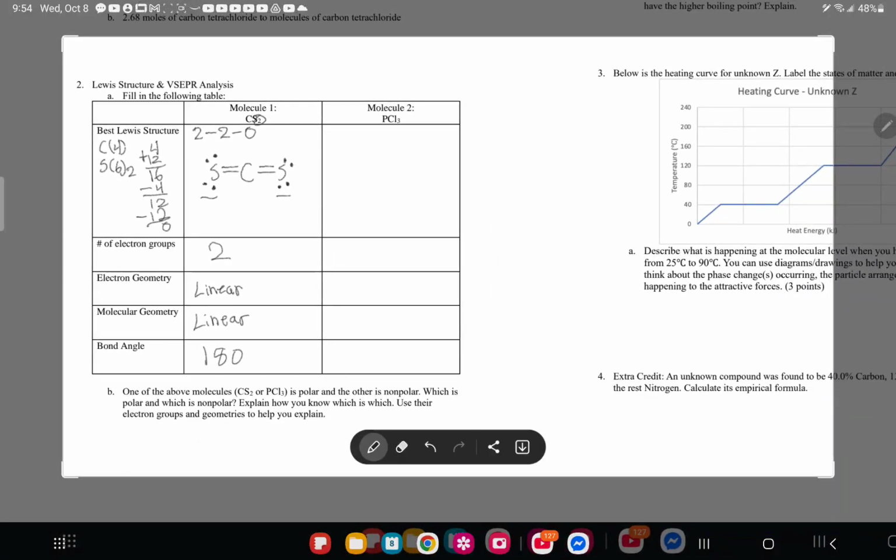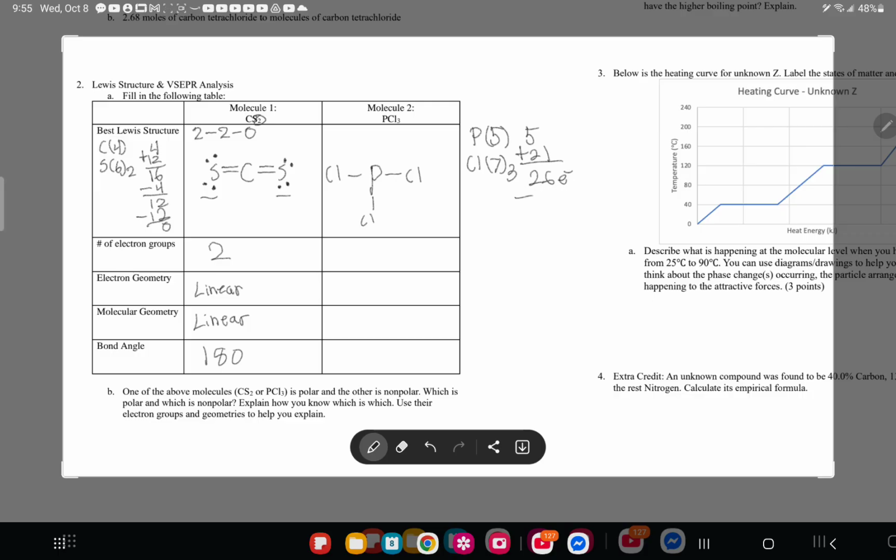We're now moving over to PCl3. Again, I like to write it out to keep track. We have P, which is 5, and we have Cl, which is 7 valence electrons, and we have 3 of them. And then we're going to add them together. 5 plus 21 is going to give us 26 valence electrons. So now we're going to put the P first, right? P can form the most bonds. And then we're going to create all of the bonds with Cl.